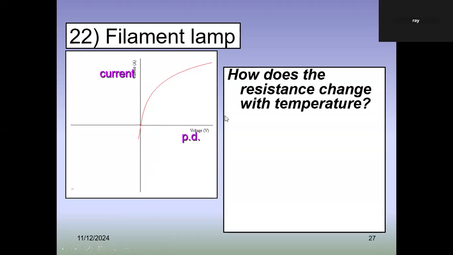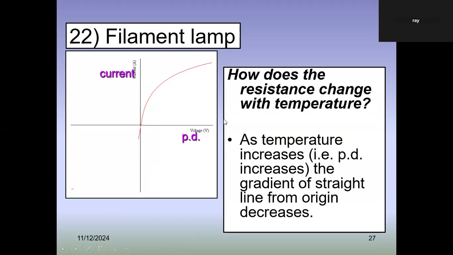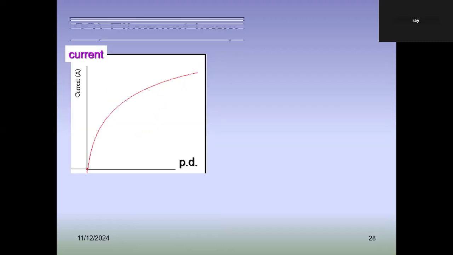How does the resistance change with temperature? As temperature increases, or another way of saying it, as the PD increases, the gradient of the straight line from the origin decreases. The resistance is 1 over the gradient, so resistance increases. Okay?